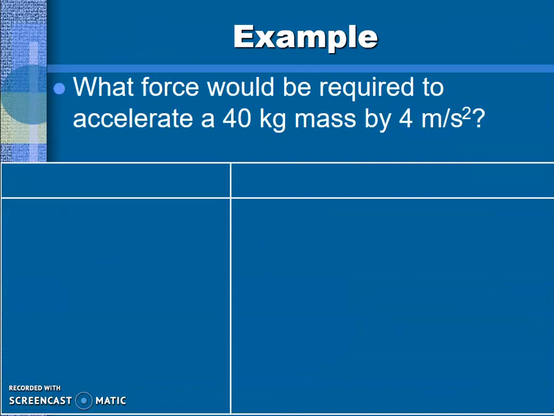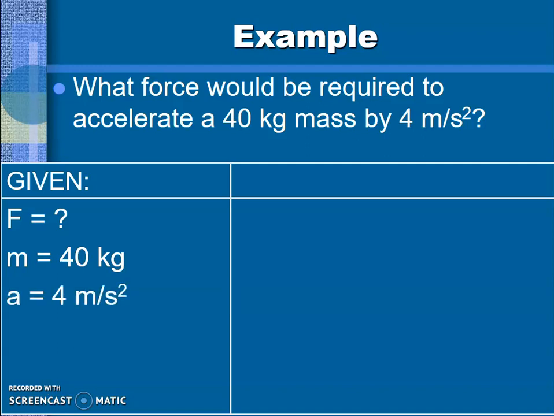So let's do an example problem where we need to use this equation. What force would be required to accelerate a 40 kilogram mass by 4 meters per second squared? So just like always, let's break this out. What do we know? What do we need to know? The first thing it says is what force would be required? So I know I need to calculate force. That's my unknown. We have a mass. It is 40 kilograms. And we have an acceleration, 4 meters per second squared.